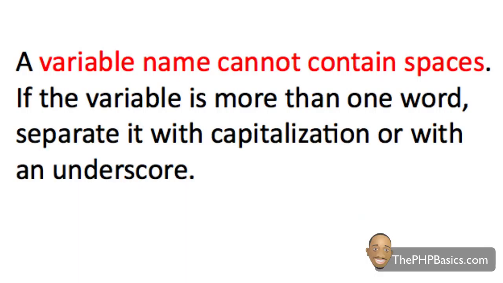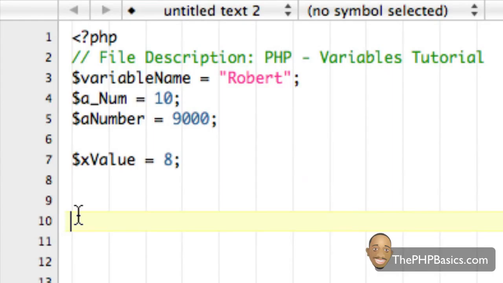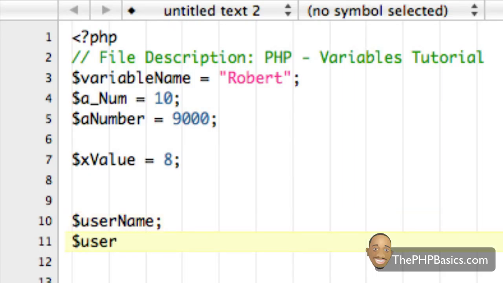So if the variable is more than one word, you can separate it with capitalization. So let's say we want to create a variable named username. We could have it as $userName separated by capitalization, or we could use an underscore such as $user_name.